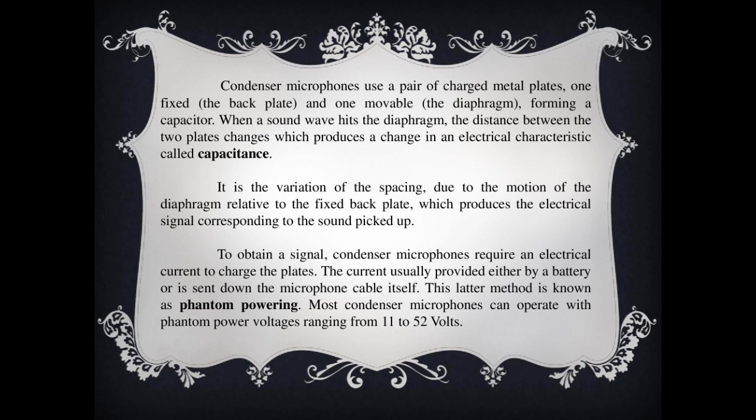To obtain a signal, a condenser microphone requires an electrical current to charge the plates. The current is usually provided either by a battery or it is sent down the microphone cable itself. This latter method is known as phantom powering. Most condenser microphones can operate with phantom power, that is voltage ranging from 11 to 52 volts.